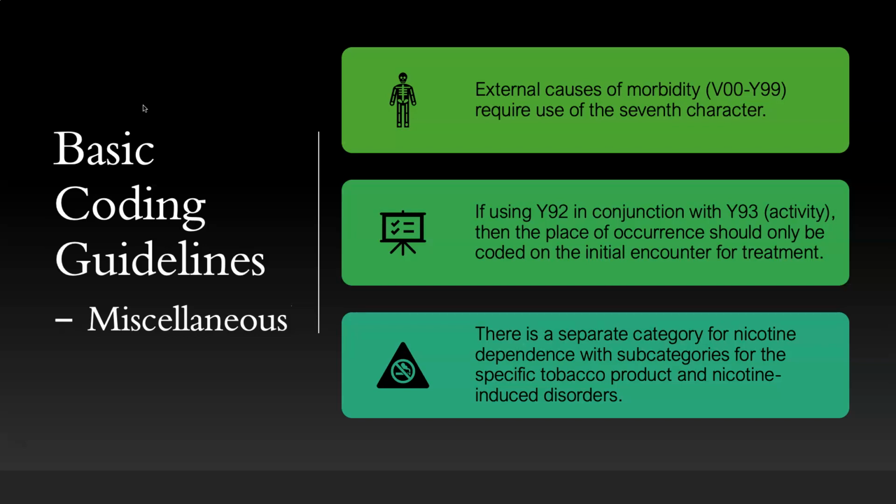Hopefully that makes sense. And then the last one, there is a separate category for nicotine dependence with subcategories for the specific tobacco product and nicotine-induced disorders. So just be aware that in ICD-10-CM, there's a huge long section on nicotine dependence. And you have to really get into the tabular to see the subcategories for the specific product and whether or not there's nicotine induced disorders. So just be aware if you have to code anything related to nicotine dependence, you're going to want to get into that tabular and just be aware there's going to be a lot of choices there because they're really trying to narrow it down to collect data.